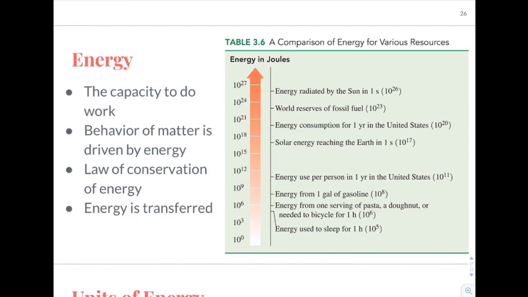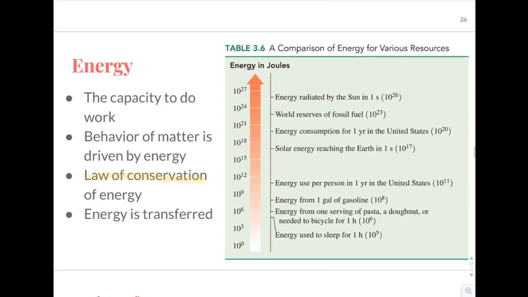If a substance has a lot of free energy, it can spend free energy. If it doesn't have a lot of free energy, then the process is probably not going to occur. So it kind of drives everything that matter does. And so the law of conservation of energy states that energy cannot be created nor destroyed, just like the law of conservation of matter. Energy is only transferred.